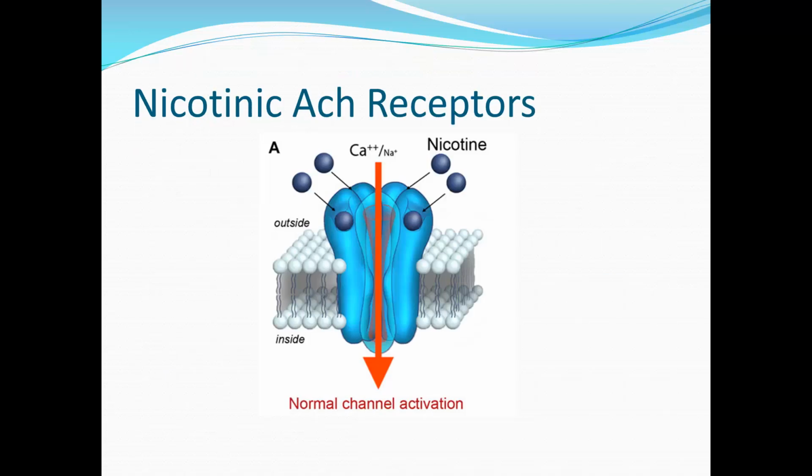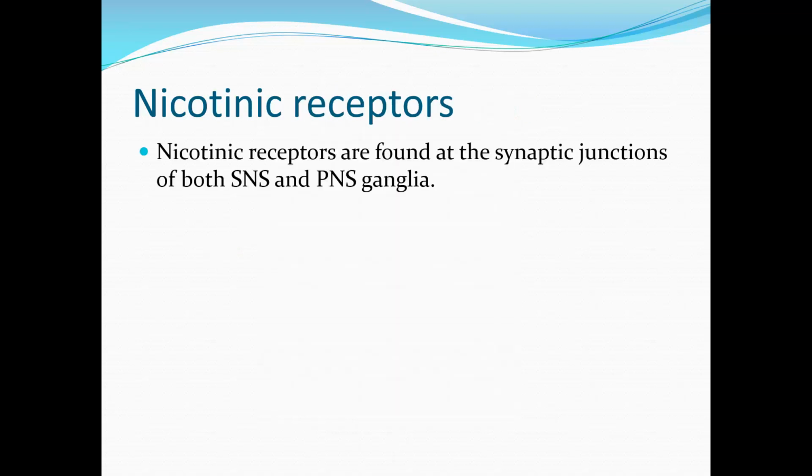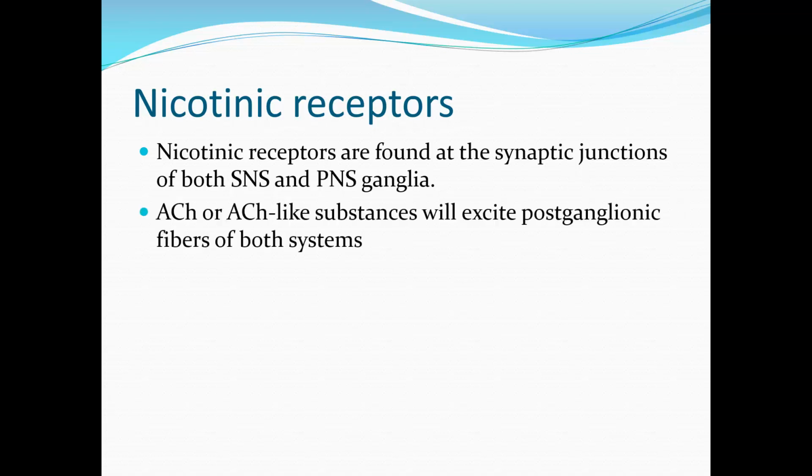Now, the other subtype, the nicotinic acetylcholine receptor: as you can see, when it gets activated, calcium and sodium enter the cell. So it results in depolarization of the cell and influx of calcium, which is the major signaling molecule. So lots of stimulatory things happen when it gets activated. Nicotinic receptors, you can see them in the synaptic junction of both the sympathetic and parasympathetic nervous system ganglia. Acetylcholine, or agonists like nicotine, excite the postganglionic fibers of both systems.